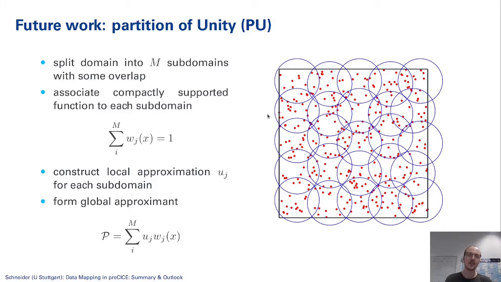And now we construct in each of these subdomains a local approximant, and we would preferably use an RBF mapping here again. And in order to retrieve then the global approximant, one can simply multiply the local approximant times the weight and sum over all involved subregions.